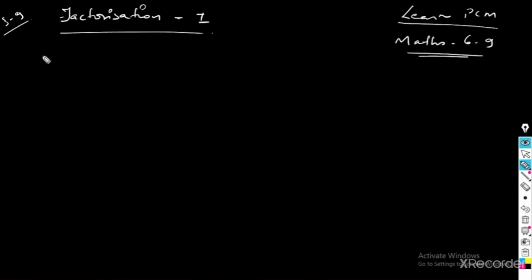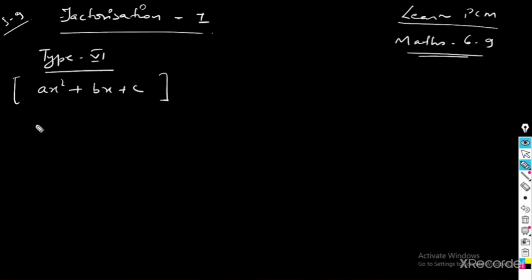So just to go to the next part of it, let's start with our next type of method, that is type 6. In this, we are going to learn to factorize an expression of this type. How to factorize an expression of ax square plus bx plus c. So this is the type of expression which we need to understand how to factorize.